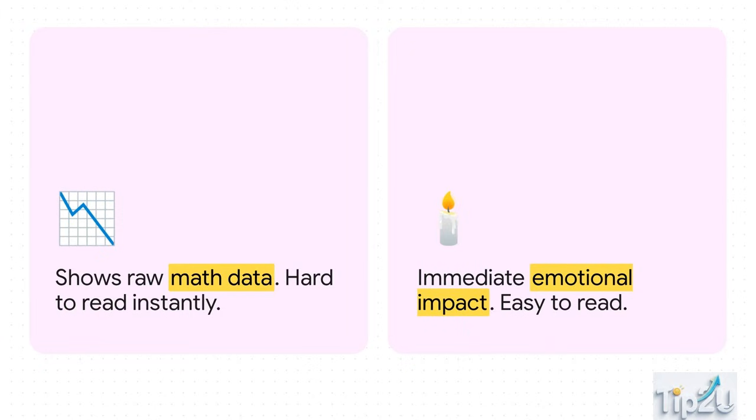Western traders used to rely almost entirely on standard bar charts. Just simple vertical lines with little horizontal ticks showing the open, high, low, and close. And sure, it gives you the raw mathematical data, but let's be honest, it's really hard to read instantly.